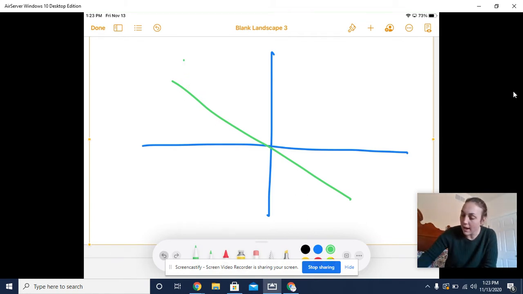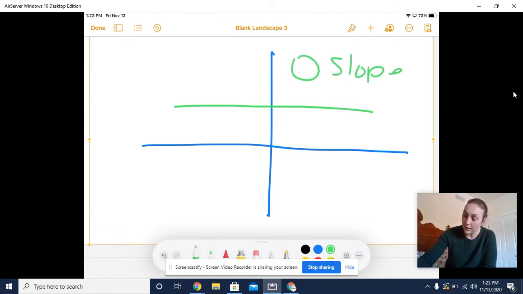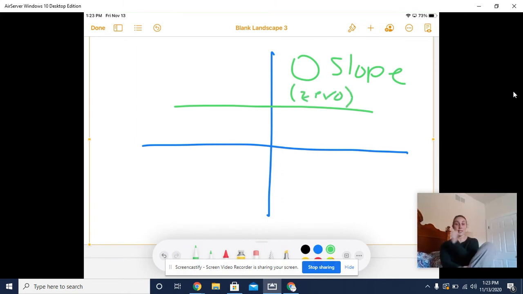But let's say you have a line just like this, just a horizontal line. A horizontal line like this would be the same as a zero slope. And that's not an O, that is a zero. So let me just write down zero real quick. If you can't read that, that word says zero. So this would be the same as a zero slope. Whenever you see a horizontal line, it will always equal a zero slope.